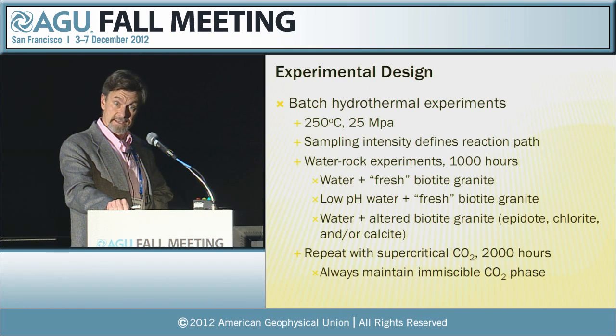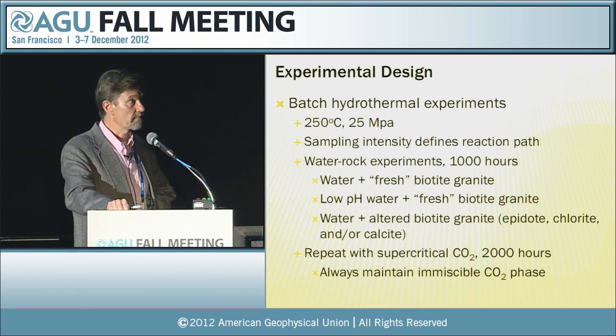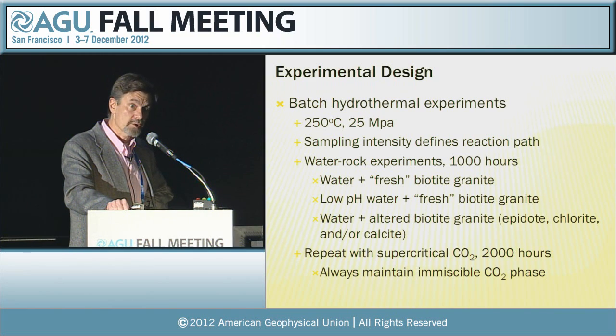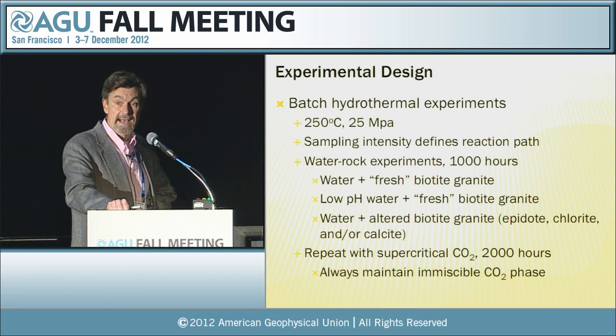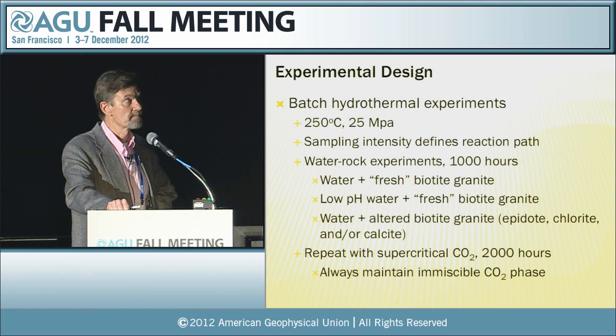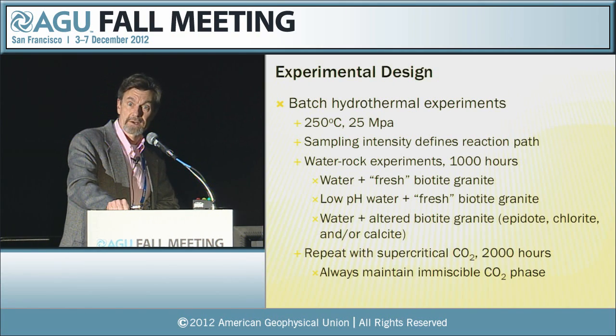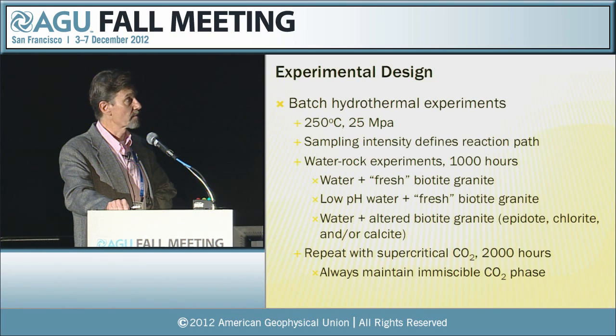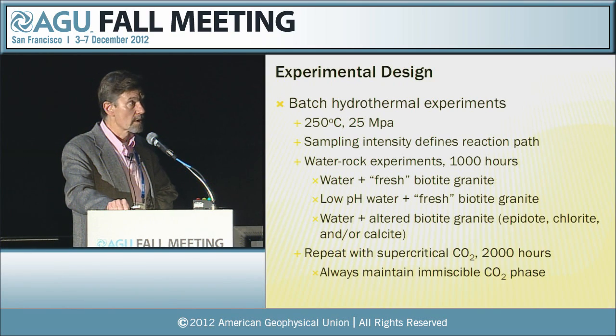We sample fluids in situ fairly intensely so we can define a reaction path for the fluid rock system. And we have a whole variety of experiments that we address. Fresh biotite granite with water, fresh biotite granite with a low pH water, which is analogous to an acid job on a geothermal system, which you might do to deal with some plugging problems. And then water and altered biotite granite, either deuterically altered or in vein minerals. Today's focus with epidote. Jeff is working on chlorite. I don't have all those, but some of those in the results here, and then we'll move on to calcite.